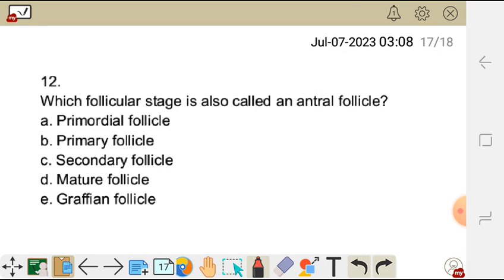The follicular stage which is also called the antral stage is the secondary follicle. The antral stage is simply the stage where we find the antrum. You're going to find the antrum in the secondary follicle and tertiary follicle. So the correct answer here is C. Secondary follicle is also called the antral follicle.